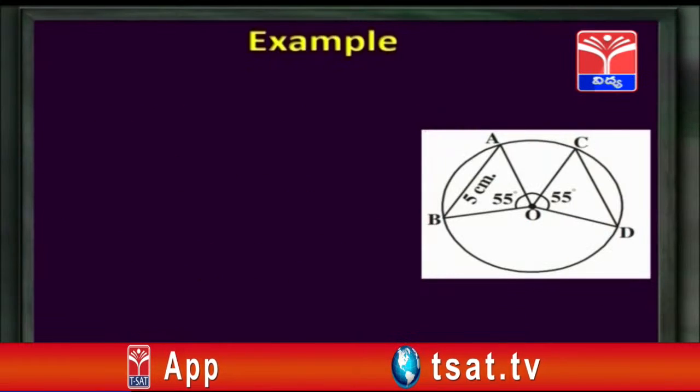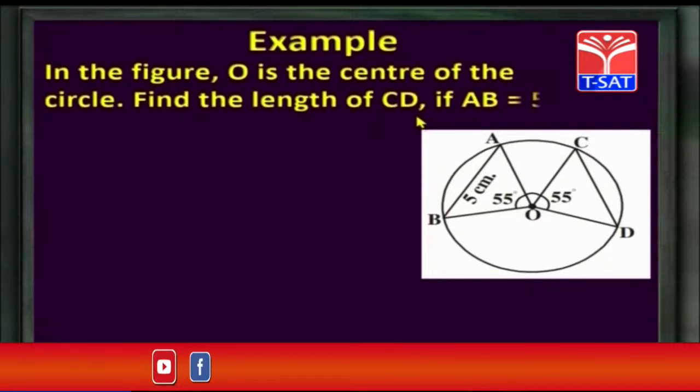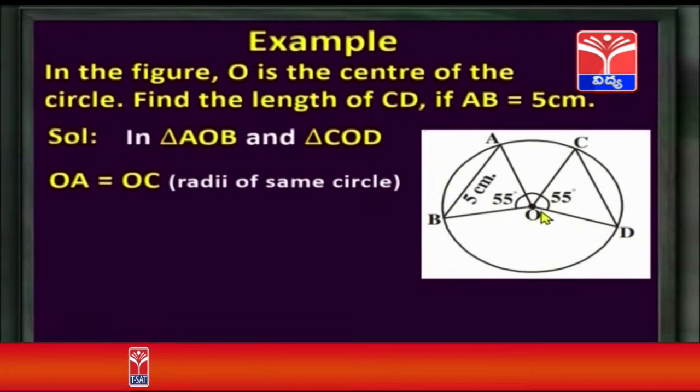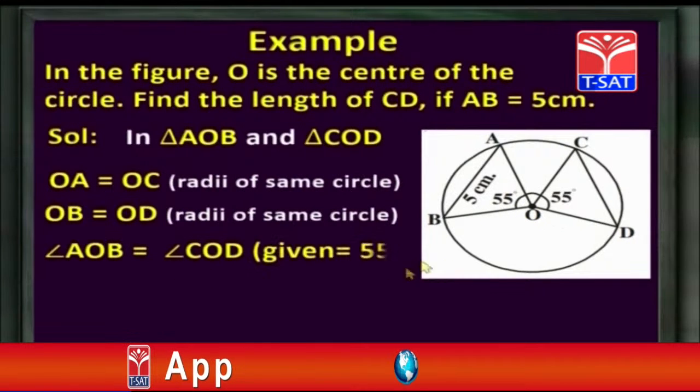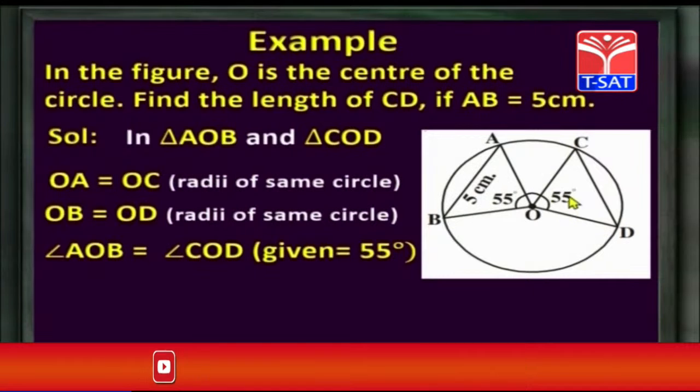Let us see one example based on this. In the figure, O is the center of the circle. Find the length of CD if AB is equal to 5. Solution: in triangles AOB and COD, OA is equal to OC, OB is equal to OD, and the given angles AOB and COD are the same, 55 degrees.